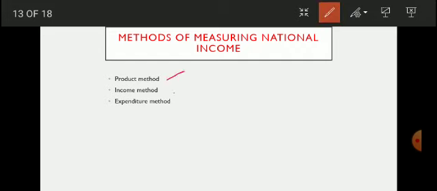There are three types of measurement. These are the measurements which are used for the national income. One is the product method. Next, the income method. Next, the expenditure method.